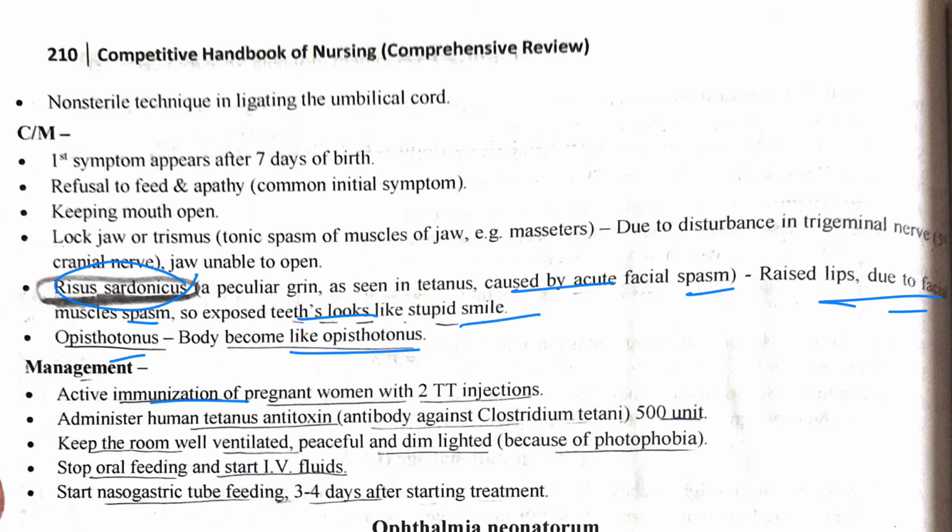Management: active immunization of pregnant women with 2 TT injections. Administer human tetanus antitoxin antibody against Clostridium tetani, 500 units. Keep the room well ventilated, peaceful, and dimly lighted because of photophobia. Stop oral feeding and start IV fluids. Start nasogastric tube feeding 3 to 4 days after starting treatment.